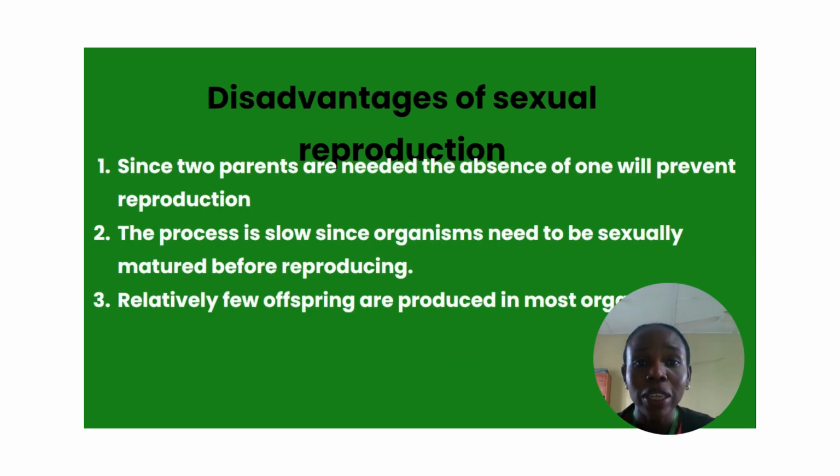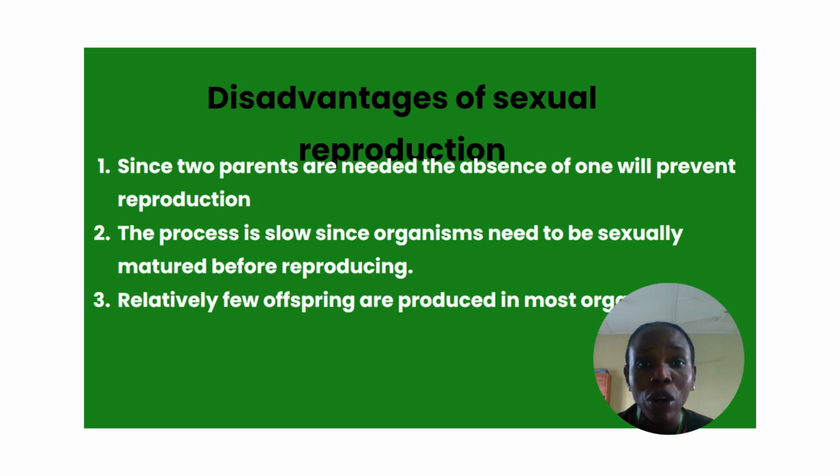Now, disadvantages. What are the disadvantages of sexual reproduction? Number one, since two parents are needed, the absence of one parent will prevent reproduction. You know that in sexual reproduction, two parents are involved. There can't be a zygote without the formation of the sperm cell and the egg. So one parent cannot result in the formation of the zygote.